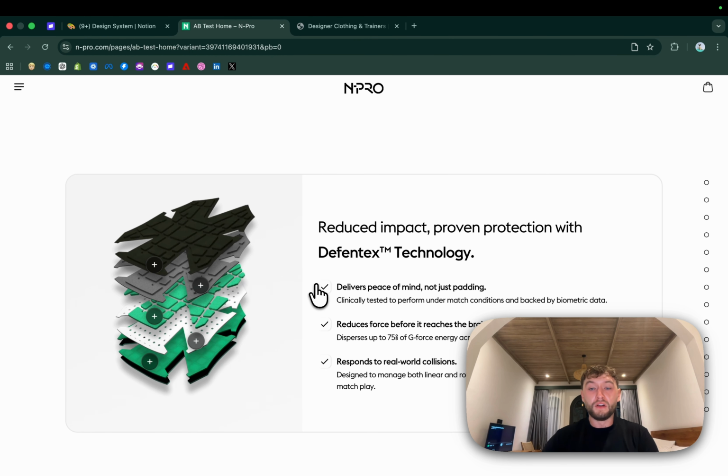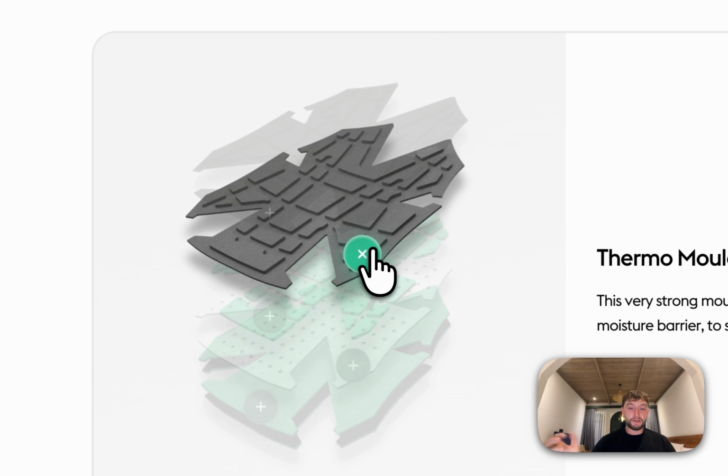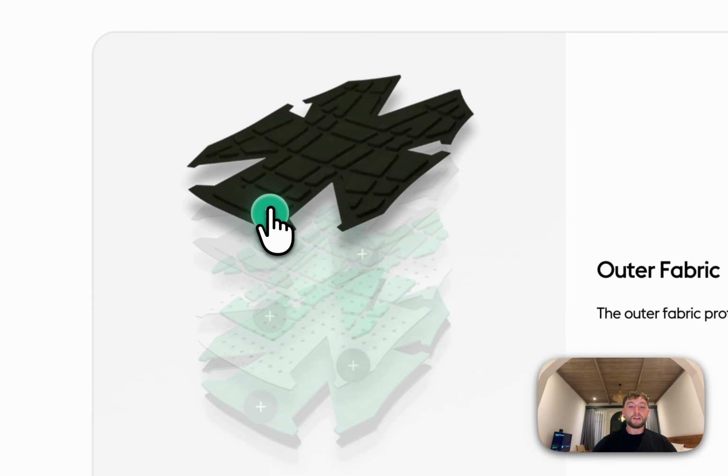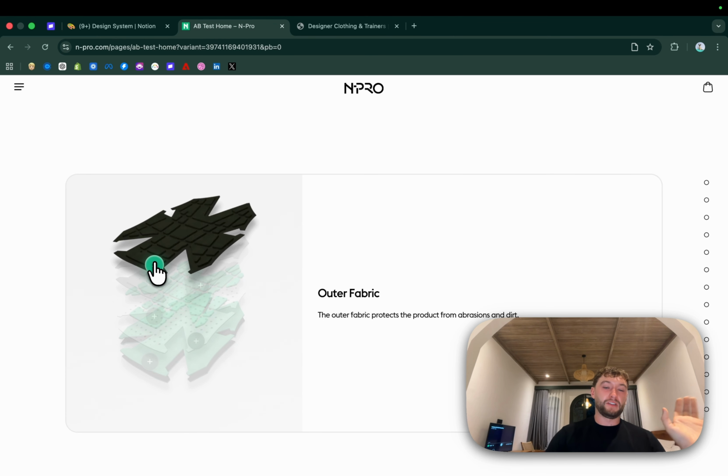And then this is another unique mechanism section. This is animated. This is much more brand focused. So this gives that premium feel and helps you occupy space in people's heads. You want to become synonymous with your category.